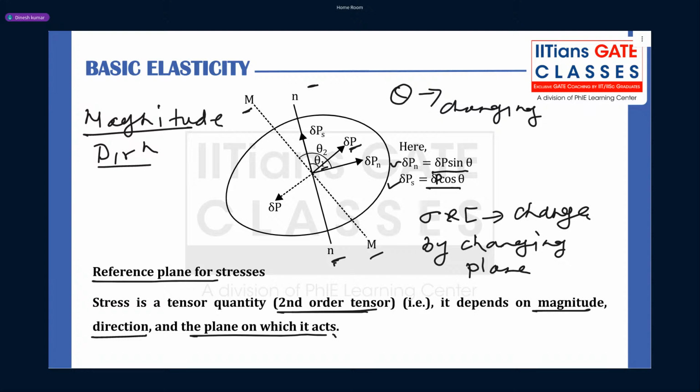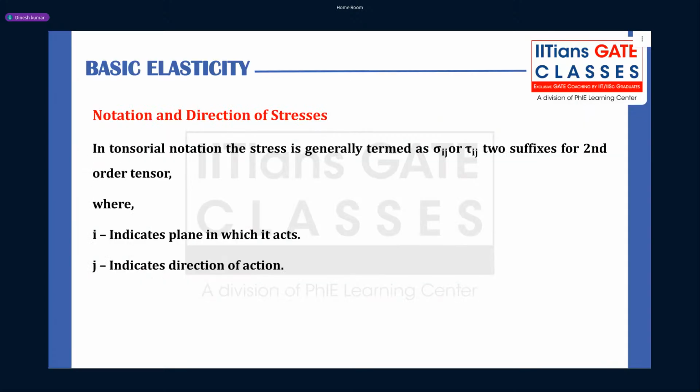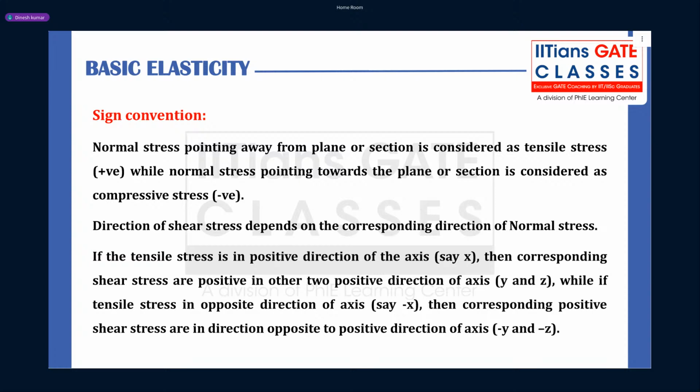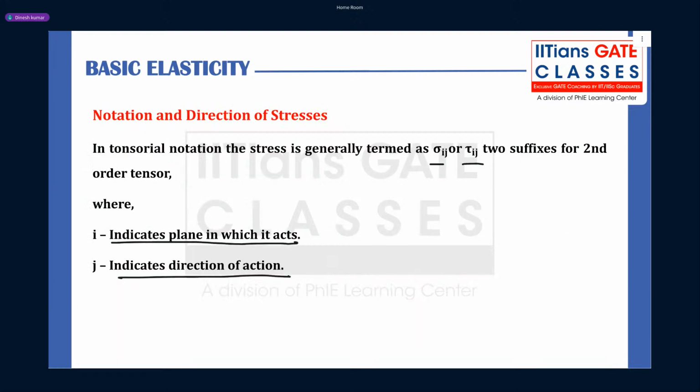Okay, so now you understand this. The next part is what? We have already discussed this part, the notation and direction of stresses. In basic elasticity, your stress is denoted by sigma ij or tau ij, and here I indicates the plane on which stress acts and j indicates the direction in which stress is acting. Okay, the next part is sign convention. I will explain sign conventions by taking a case of a two-dimensional stress system.